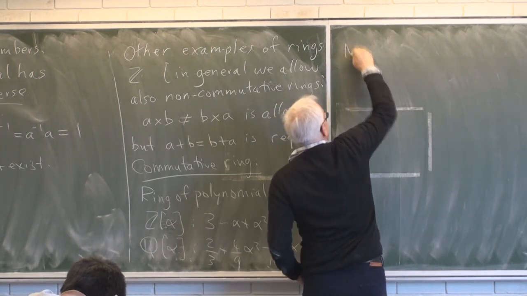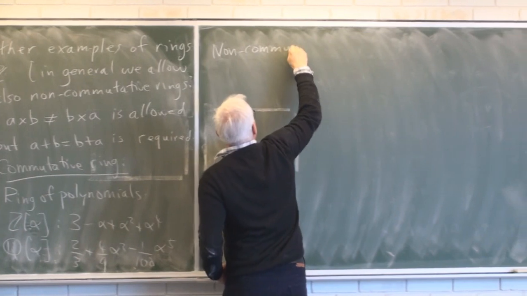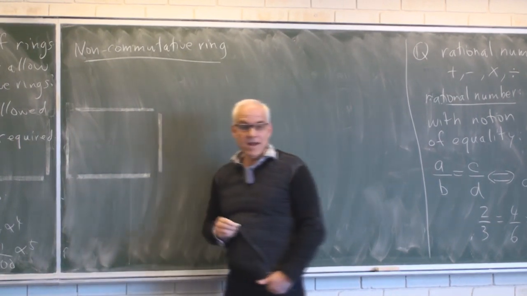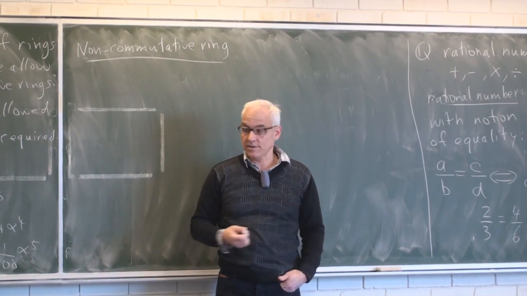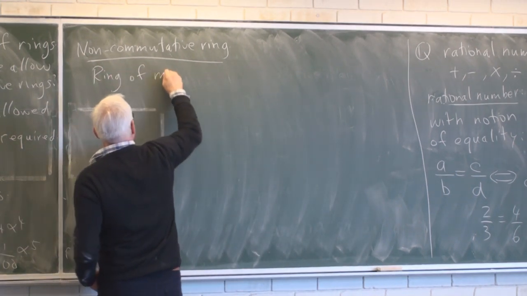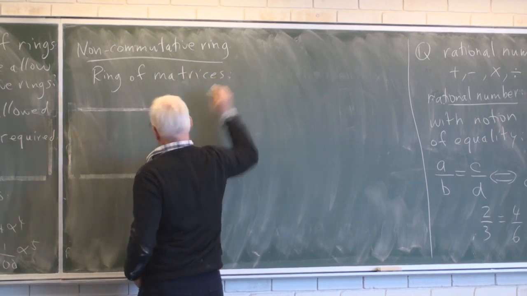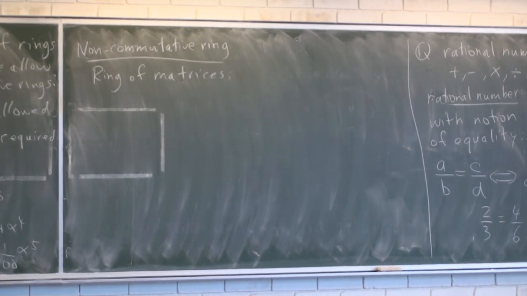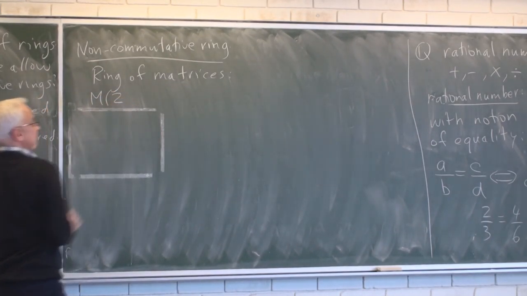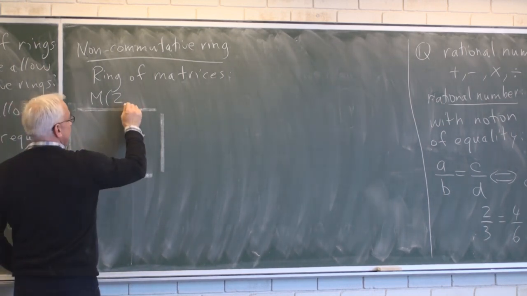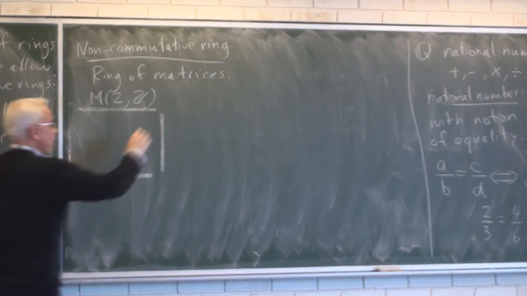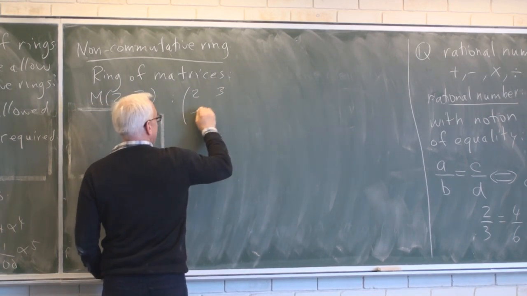In terms of a non-commutative ring, the main example is the ring of matrices. Okay, so the ring of matrices. And again, we have some choice what kind of coefficients we want to allow. For example, let's look at 2 by 2 matrices. Let's say M2 with integer coefficients. Okay, so I'm talking about things something like 2, 3, minus 1, 4.